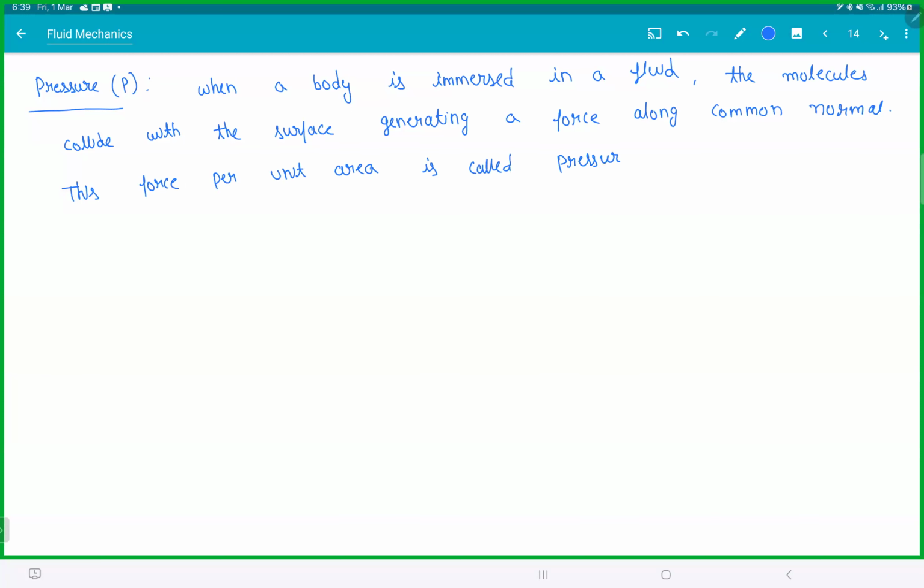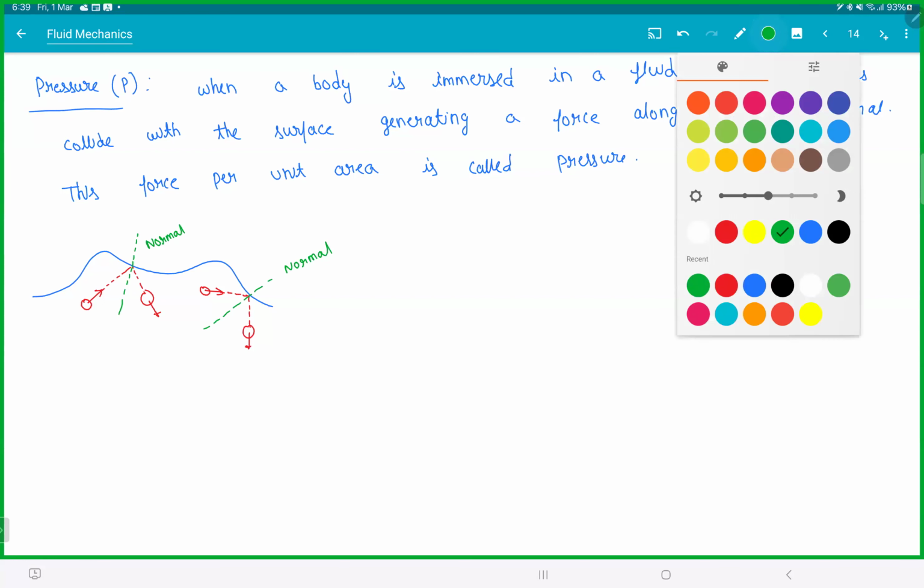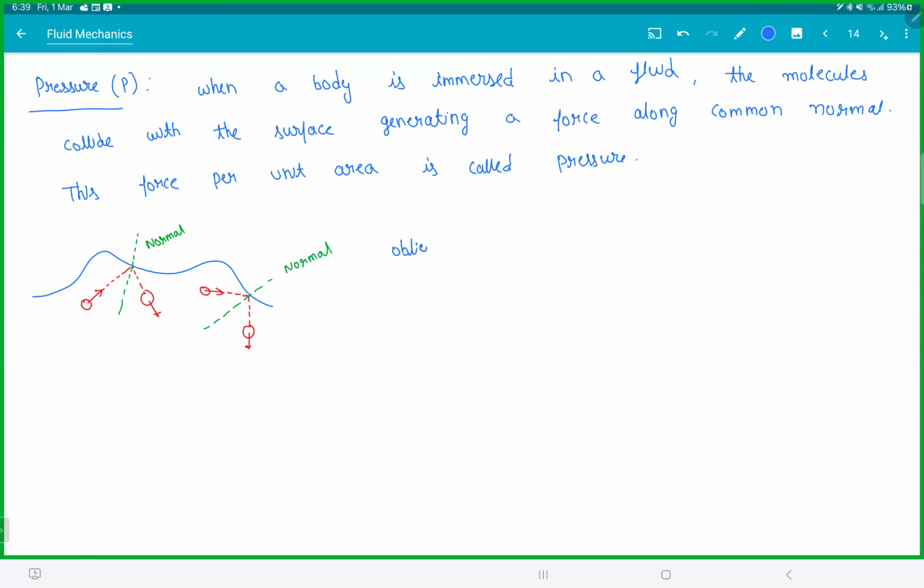Now, if you go back to collisions, let's say you have some random surface like this, and let the molecule collide however it wants. Oblique collisions. The force will always be along the common normal, isn't it? Because the component perpendicular to the normal is unaffected. So no matter how the molecules collide, the force will always be along the normal. So basically, these are oblique elastic collisions. That is the reason the force due to pressure is always perpendicular.